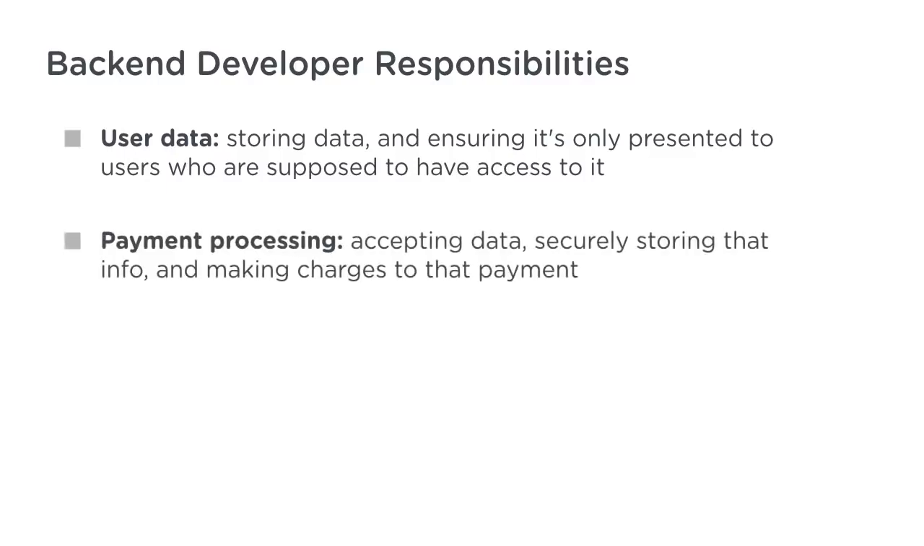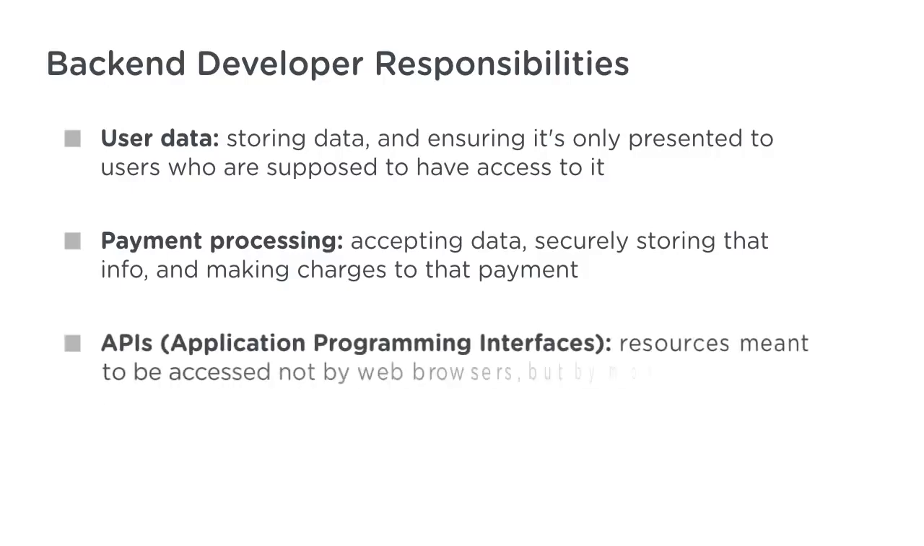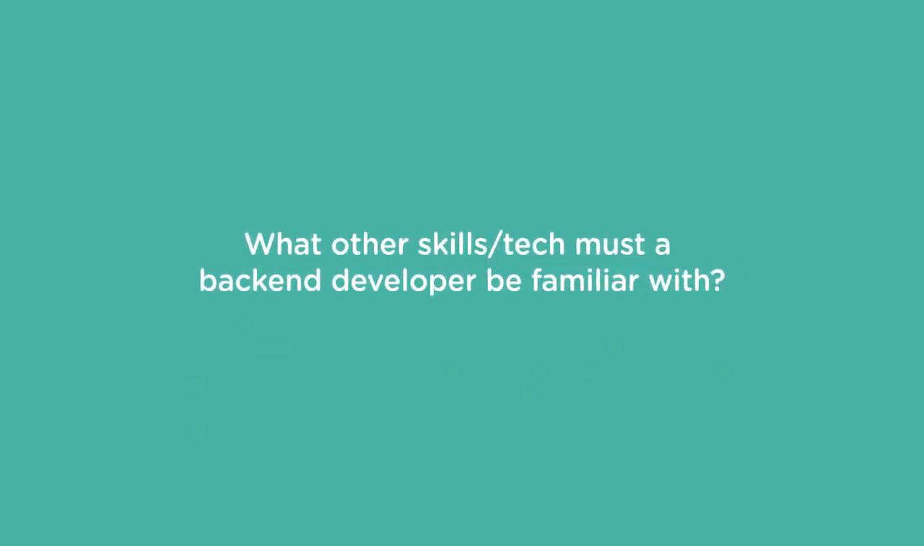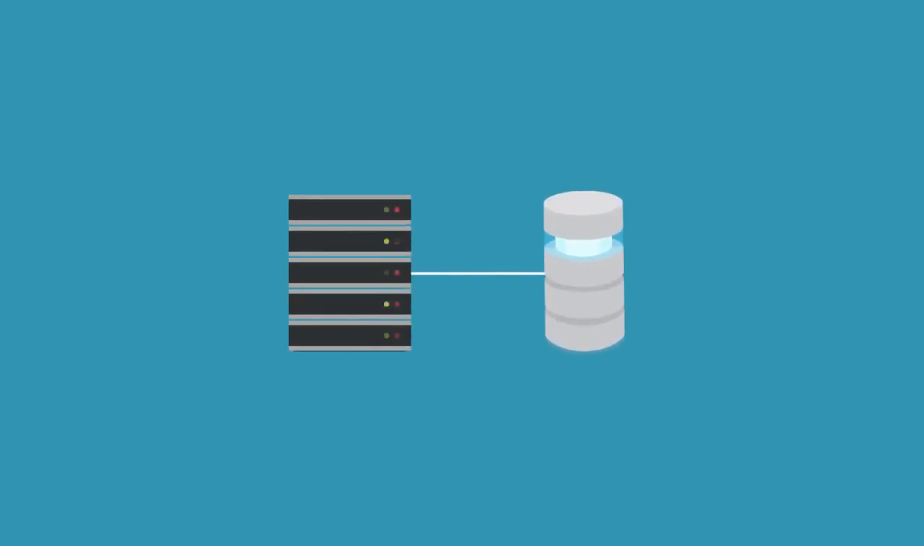Many websites require paid subscriptions in order to access them. Some backend developers are responsible for accepting data on credit cards and other methods of payment, securely storing that info, and making charges to that payment at the right times and in the right amounts. APIs, or Application Programming Interfaces, are resources meant to be accessed not by web browsers, but by mobile phone apps and other programs. There are many steps to responding to a request from a browser, each requiring a different type of software. The combination of technologies used by a particular web server is known as its tech stack.